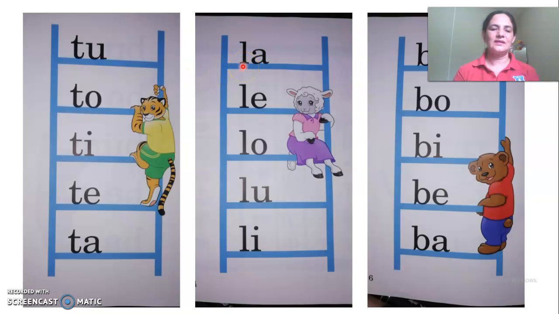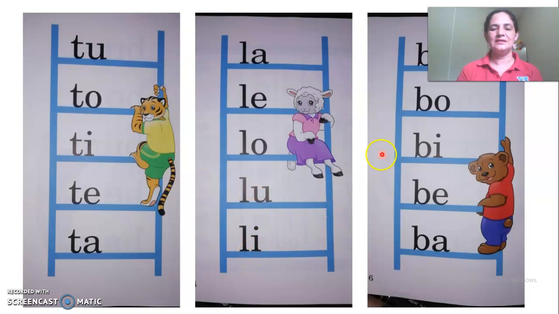Right, let's continue with the letter L. The letter L has a sound, and the sound is l, like in lamb, lamb. Okay, let's start reading the blends of the letter L. La, le, lo, la, li. One more time. La, le, lo, la, li.